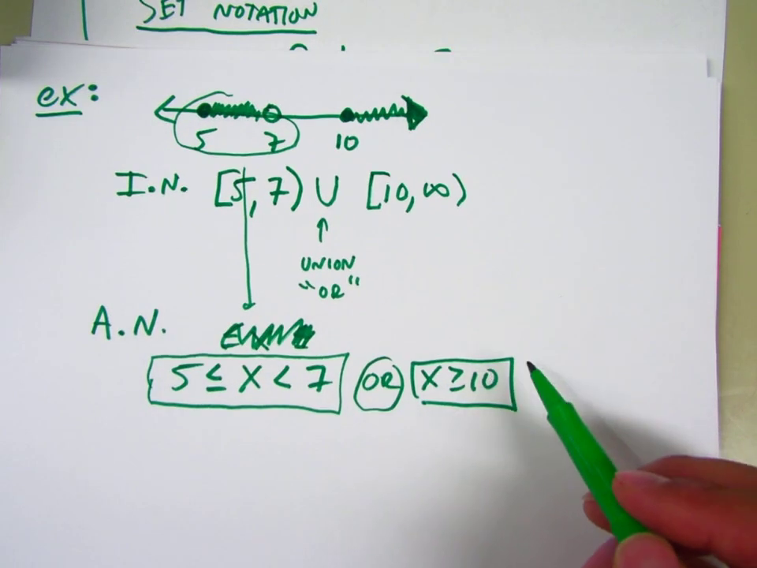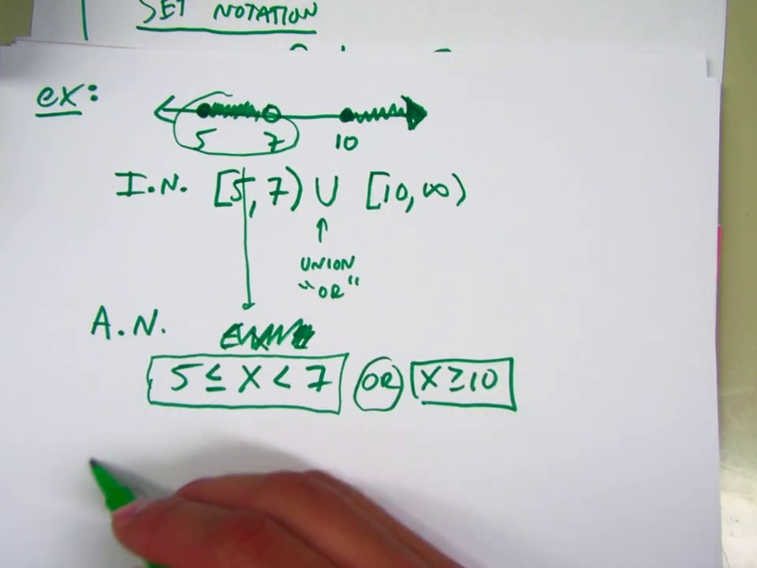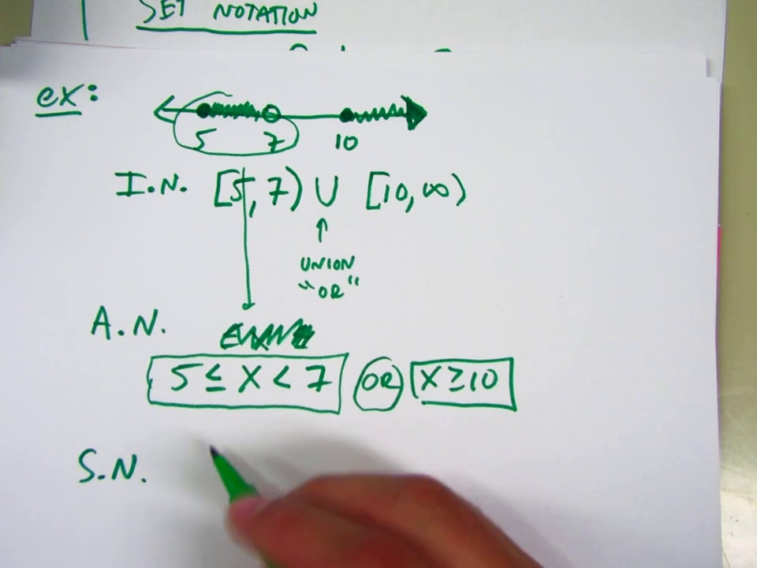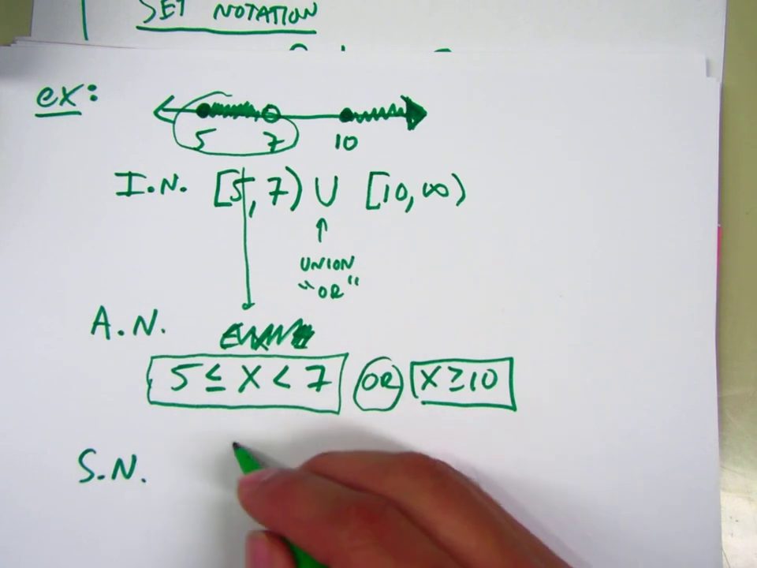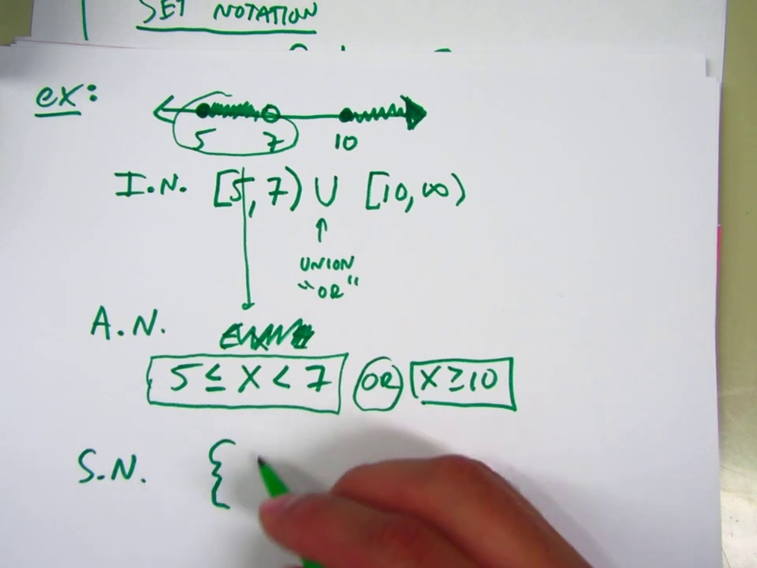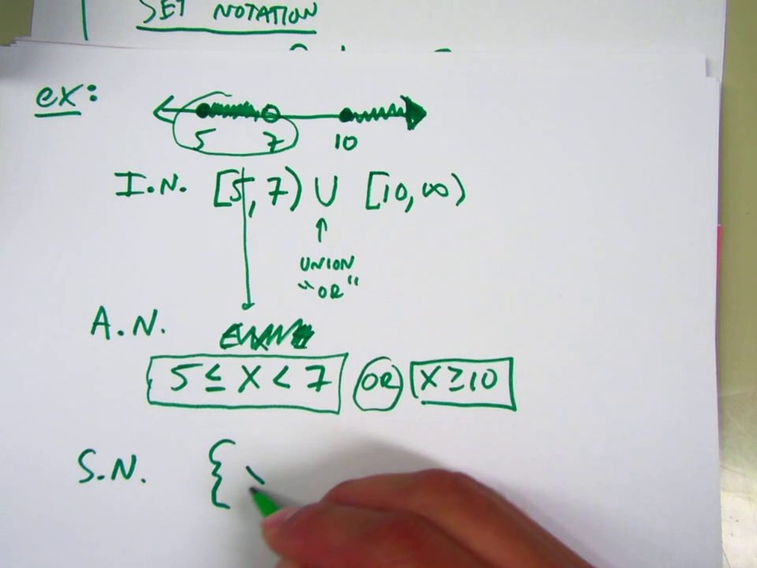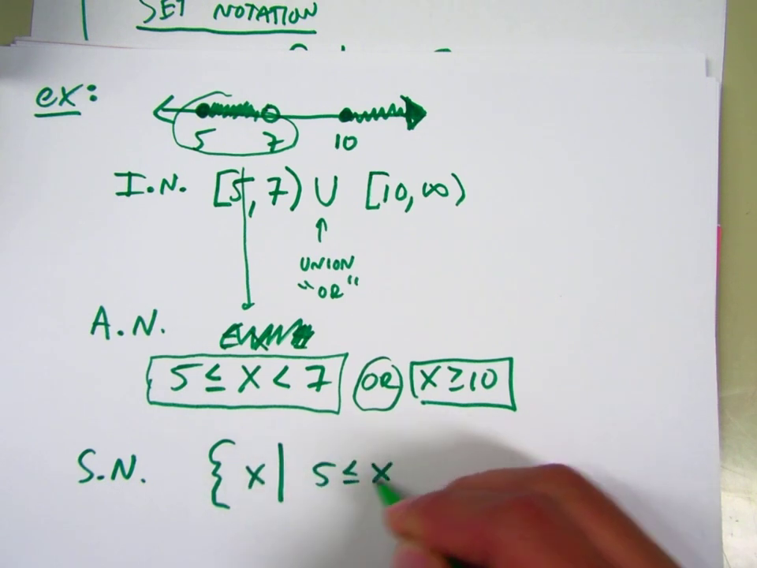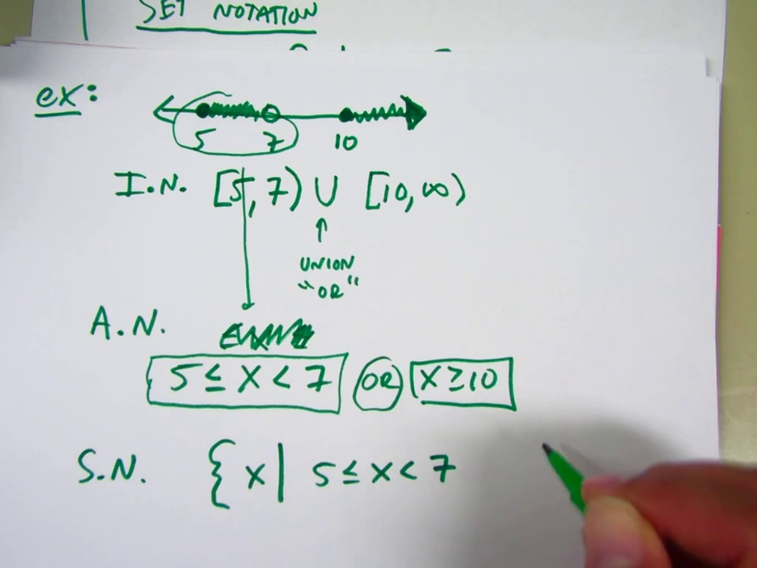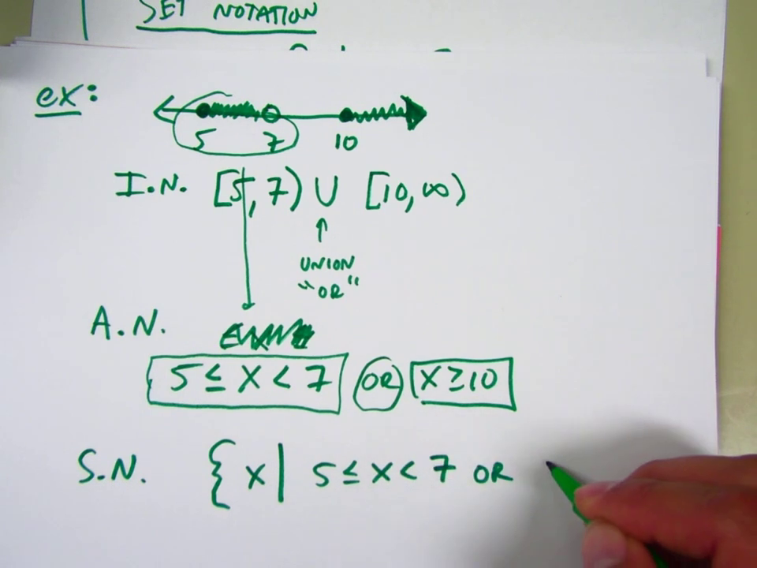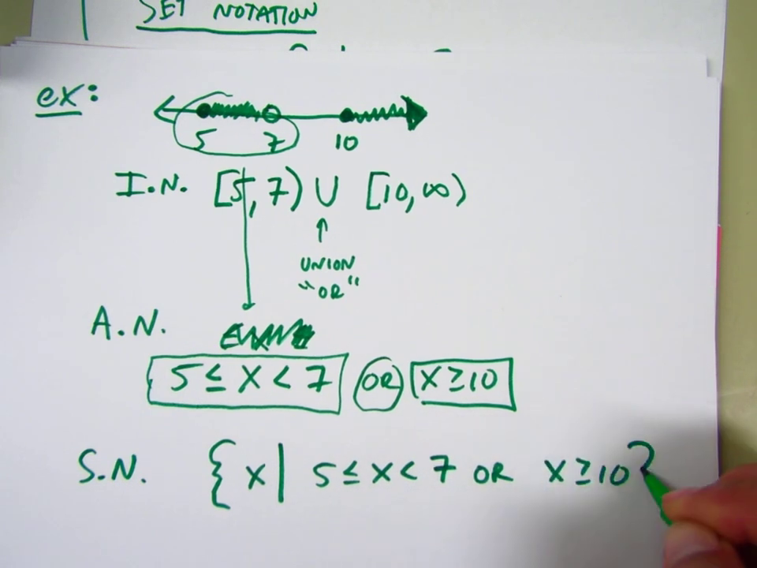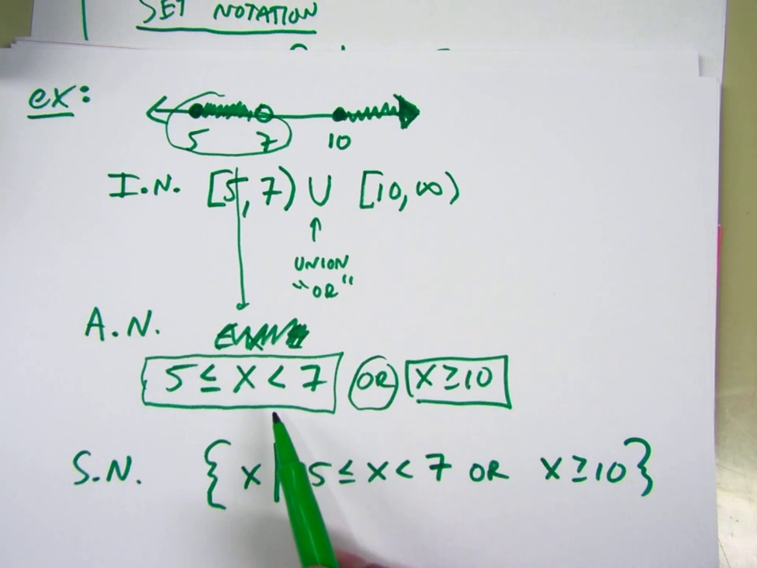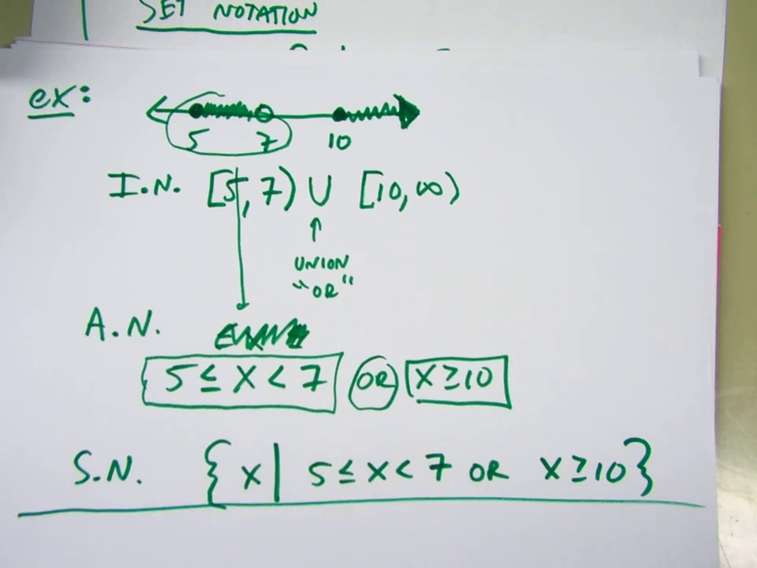Now, the set notation for this would be, again, fancy braces here, and then we have x such that 5 is less than or equal to x, which is less than 7, or x is greater than or equal to 10. So it's just putting this algebraic notation into a fancier system. So that's basically how interval notation works.